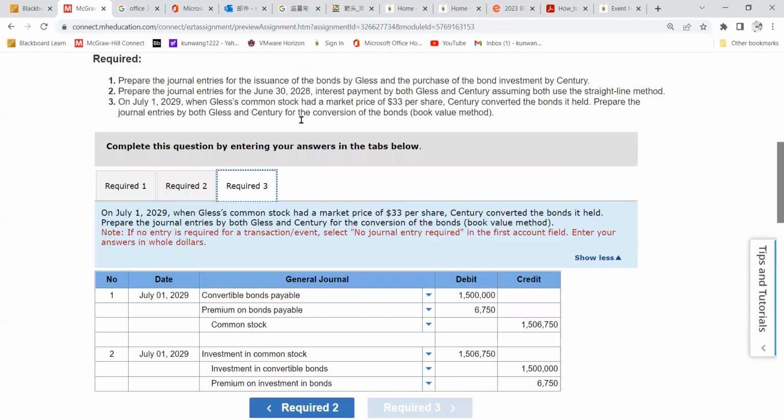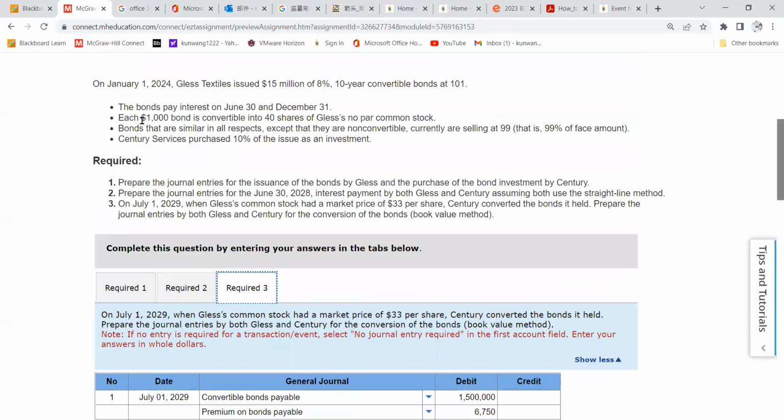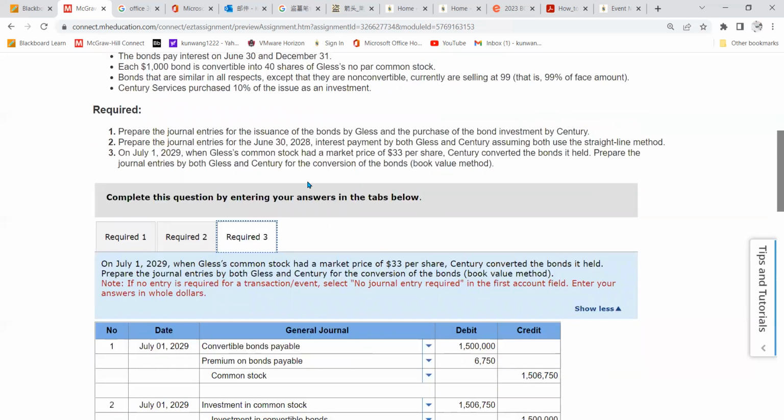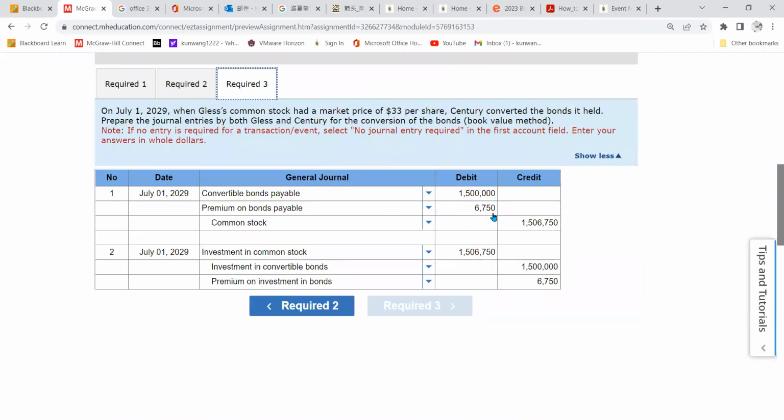Between these two there is a market price, but we don't worry about the market price. I think for this one you are using the 40. Every 1,000 bond is convertible to 40 shares, and here we are converting 10% because only this investor is converting. So both are converting 10% of the total value of the bonds payable. So the bonds payable is 10%, 1.5 million.